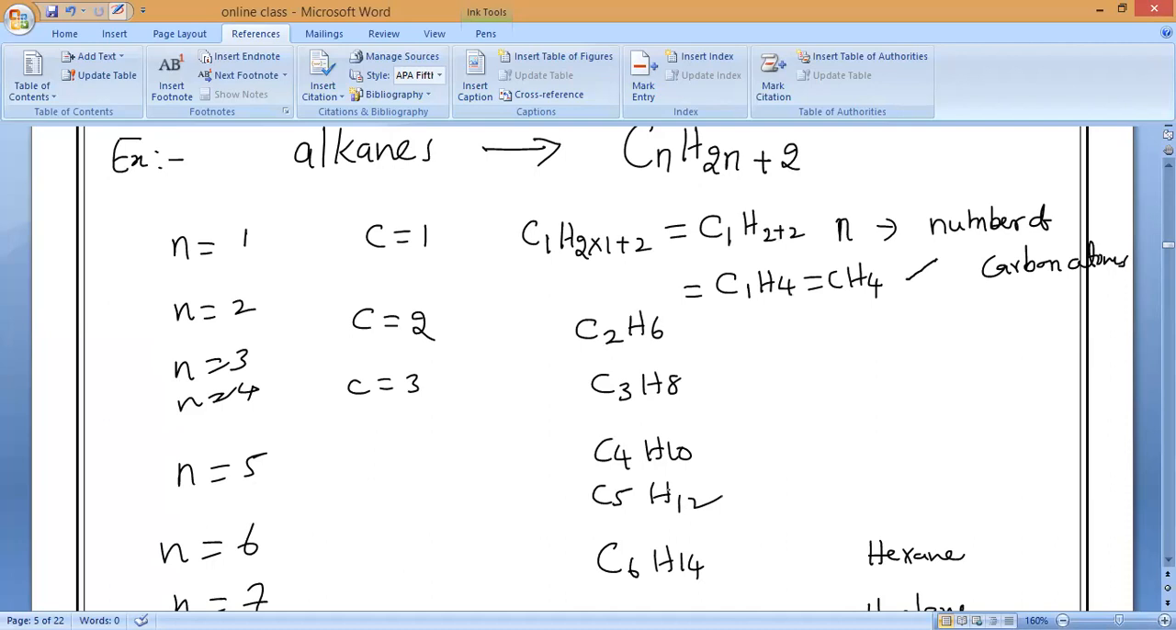But remember, alkenes and alkynes will start only from n equals what? Anybody? n equals 2, for alkenes and alkynes. Because of the double bond and triple bond, the minimum number of carbons is 2. So there is no methene and no methyne. Already this is the second time I am teaching this.